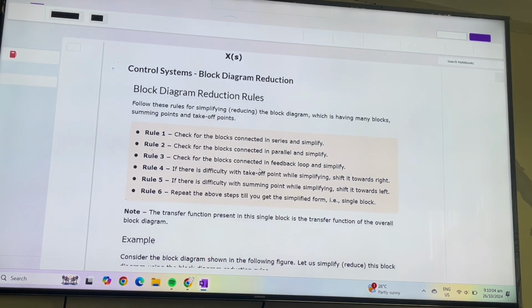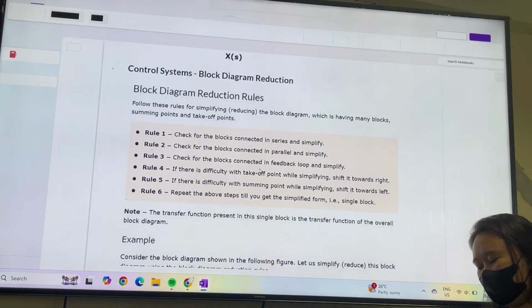There are instances where two blocks are separated by a take-off point. So you can shift it towards the right or you can shift it towards the left. You can use left or right. Same with the summing point introduced earlier, left or right. Repeat the above steps till you get the simplified form, which is a single block.